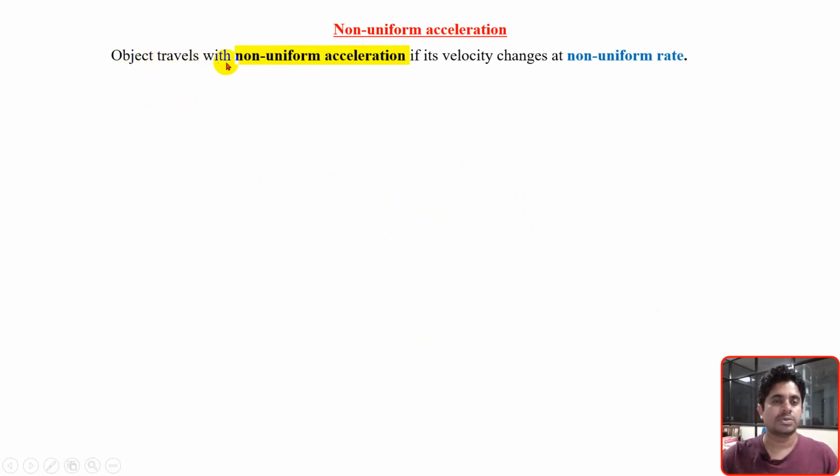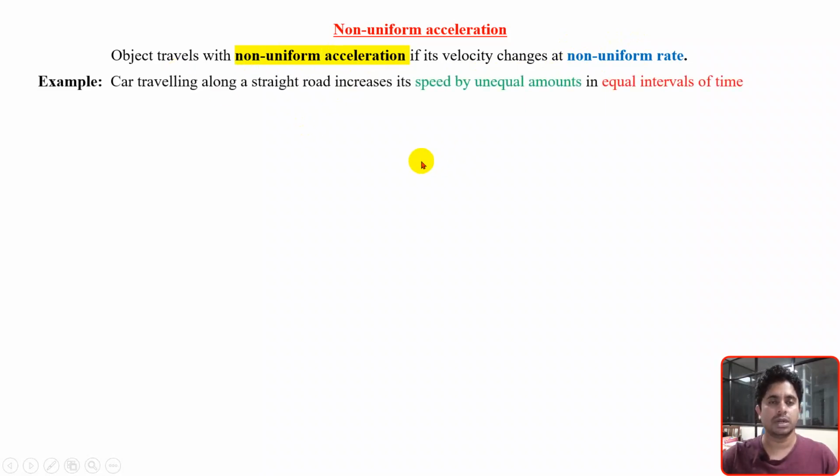The object travels with a non-uniform acceleration if its velocity changes at a non-uniform rate. Whenever the change in velocity is at a non-uniform rate, then that acceleration is non-uniform. This is just a definition. Through an example, we will discuss it. Let us take an example.